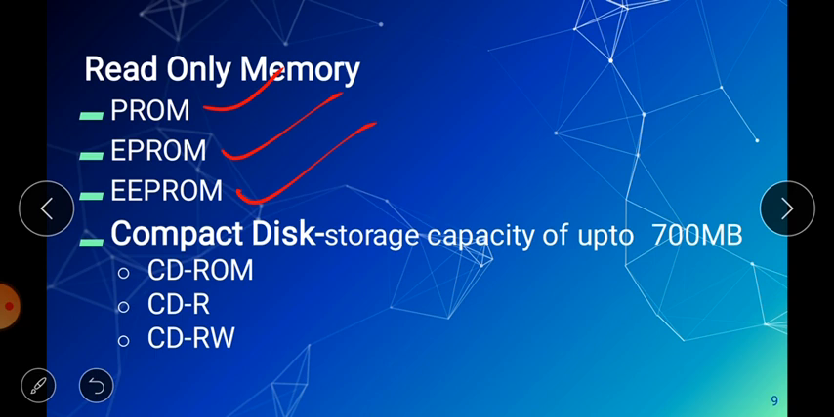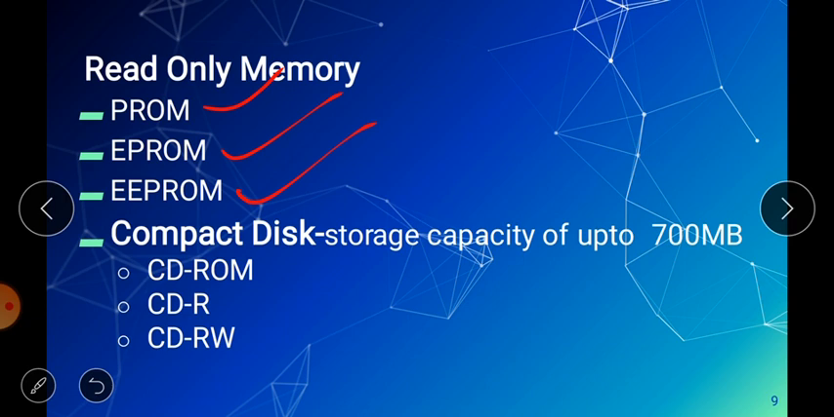In the EPROM you will have to give an exposure of ultraviolet rays to this particular PROM, and under the influence of the ultraviolet rays, the data will be deleted. Means the whole data will be deleted from the EPROM, and your read only memory is again blank and you can write it again.